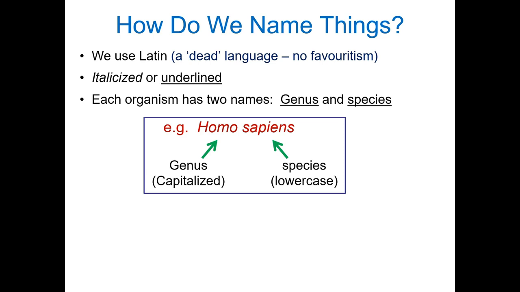Now there's two parts to a Latin name. The first part is the genus, and that is always capitalized, as you can see in our example here. The second part is known as the specific epithet. That is not capitalized. So the example here is our proper Latin name, which is Homo sapiens. Homo means man, sapiens means wise. So the name means wise man.